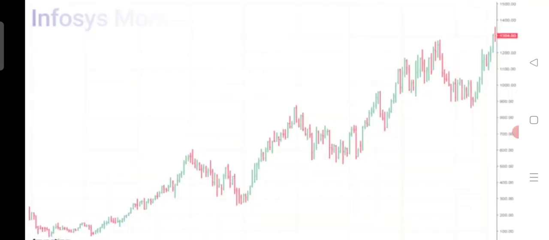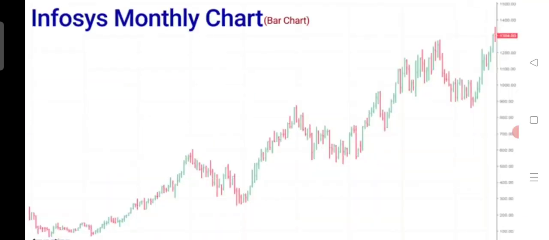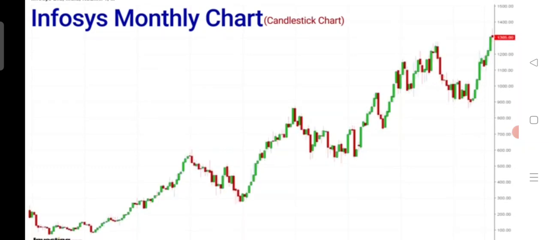So again, let us look at the Infosys chart, and see how it looks on a bar chart. The same chart can be represented in candlestick or the linear chart also. Now the advantage of the bar chart over the linear chart is that it has much more information than a linear chart would have. It has the open, the high, the low, the close, and it also gives an overall holistic understanding of the price movement.